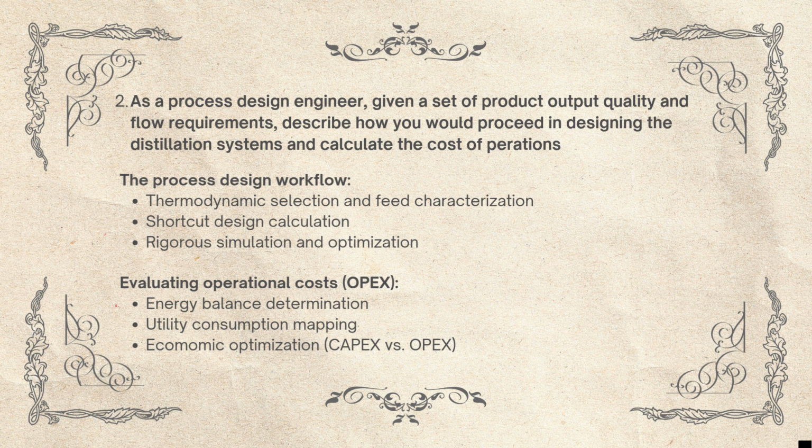And then we need to do the utility consumption mapping. The calculated energy duties are translated into the consumption rate of actual plant utilities. The reboiler duty dictates the mass flow rate of heating steam or hot oil required. The condenser duty determines the volumetric flow rate of cooling water or refrigerant needed, and the pump duties define the kilowatt-hour electricity consumption. And lastly, economic optimization, CAPEX versus OPEX.